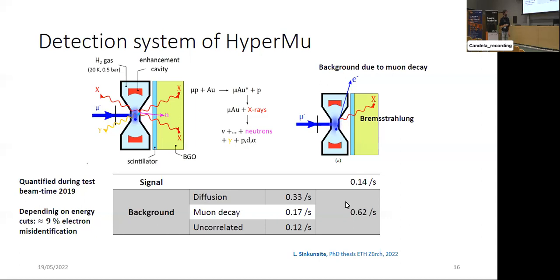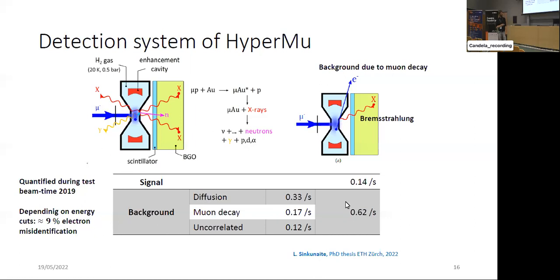We had a test beam time in 2019. This was the big part of the PhD thesis of Laura Synchronite. We concluded that we make a misidentification only in 9% of the cases, so to speak. That should be okay for our experiment. We can live with that.